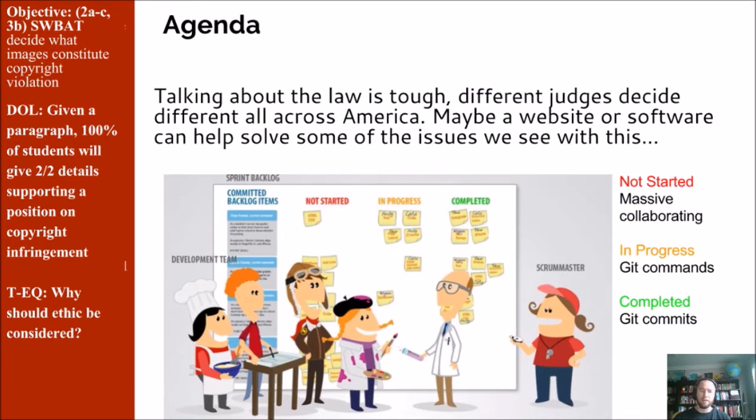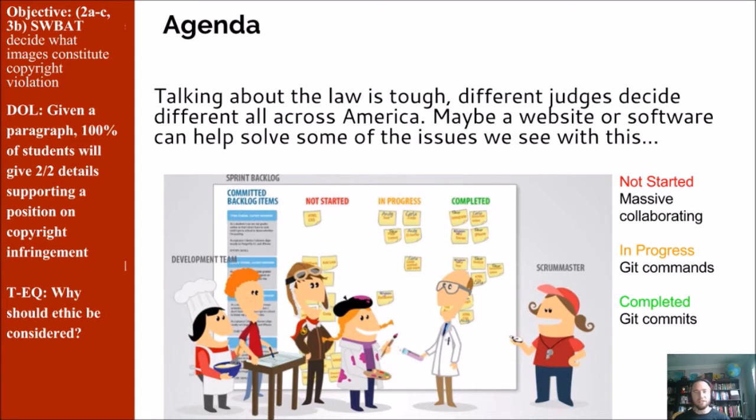Talking about the law is tough. Different judges decide differently across all of America. Maybe a website or software can help solve some of these issues, but as of now, there's not some huge piece of software I know of that can connect judges and help them make more consistent decisions. If you're in California and you have a copyright case, that may be judged very differently than, say, a certain county in Texas, which I know about. If you prosecute in that county in Texas, your chances of winning are just 10 times more likely. That's a strange thing about the American legal system.